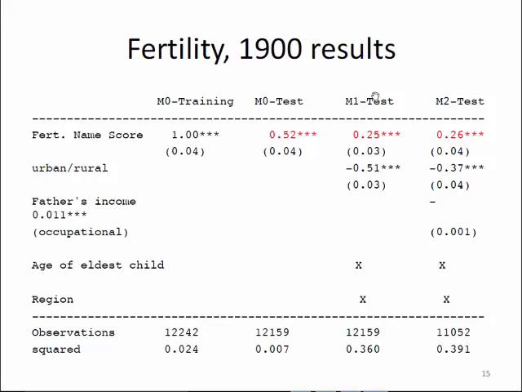Okay, so here we only have 12,000 people. I'm not quite sure why we have so few. We're working on a sample. We're restricted to a lot of restrictions here.